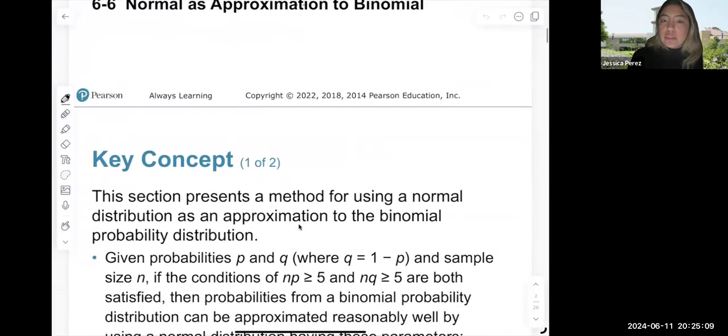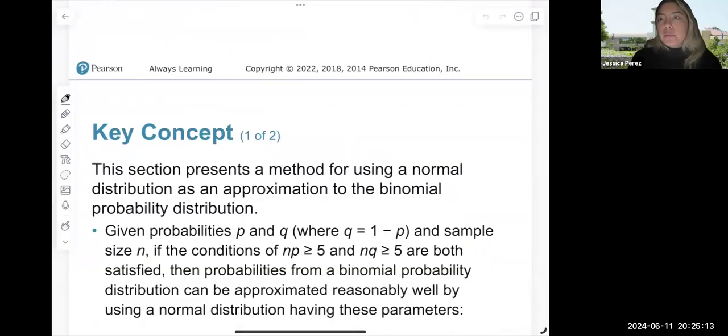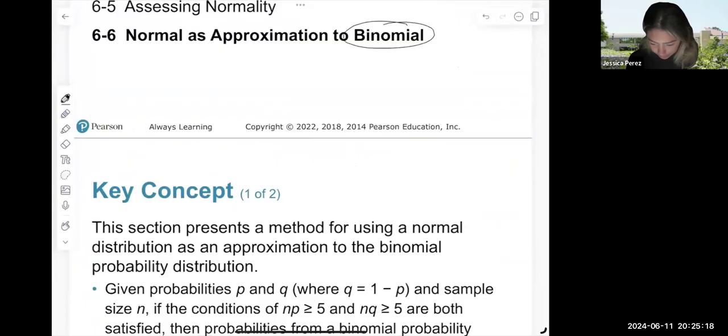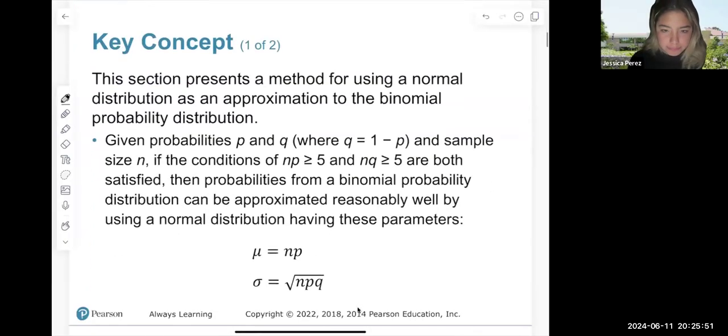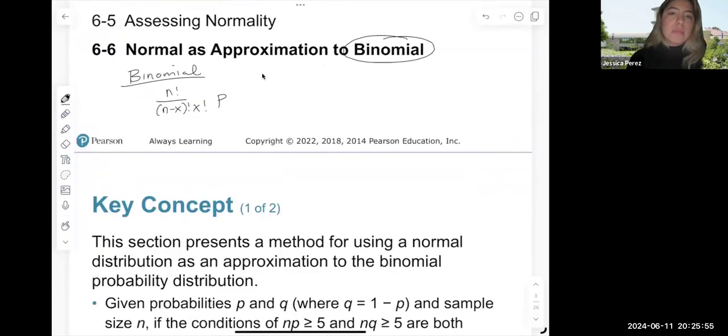Normal as an approximation to a binomial probability. Remember that we saw a binomial probability. What is a binomial probability? How did we calculate a binomial? Who remembers? Do you remember? So we had this formula, n factorial over n minus x factorial, and then p and q. The binomial probability was when we had the combination, and then p raised to the x and then q raised to the n minus x.